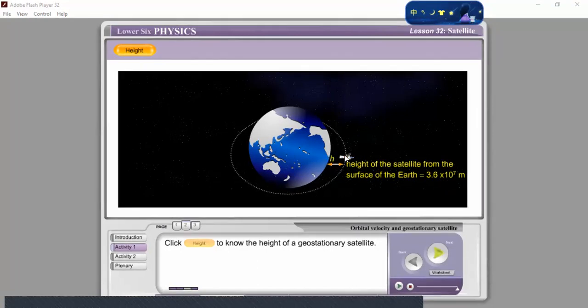If within the gravitational field, that means it cannot be too near to the Earth, otherwise the satellite will fall down. If too far away from the Earth, the satellite will lose attraction from the Earth. So that means it will fly away.